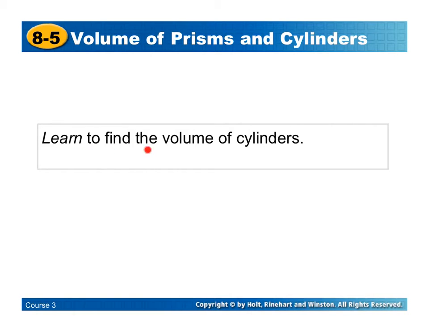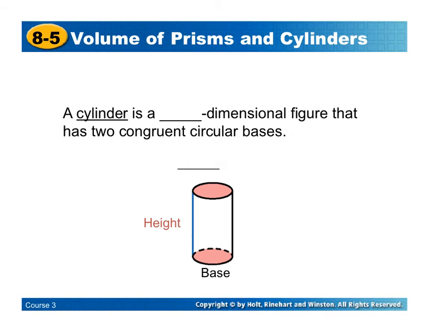Today we're going to be looking at finding the volume of cylinders. A cylinder is a three-dimensional figure that has two congruent circular bases. This below would be an example of a cylinder. If you notice, it has two circles for bases and then the sides. So basically it looks like a can of soup or a can of pop.